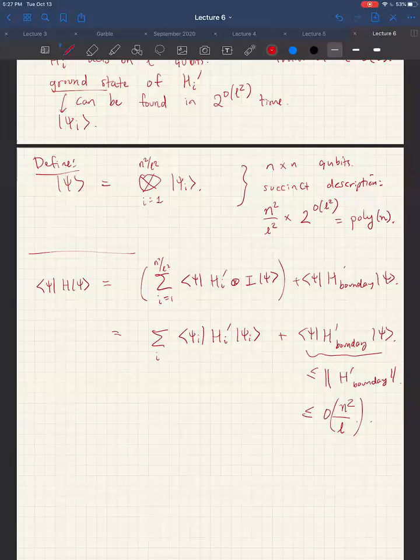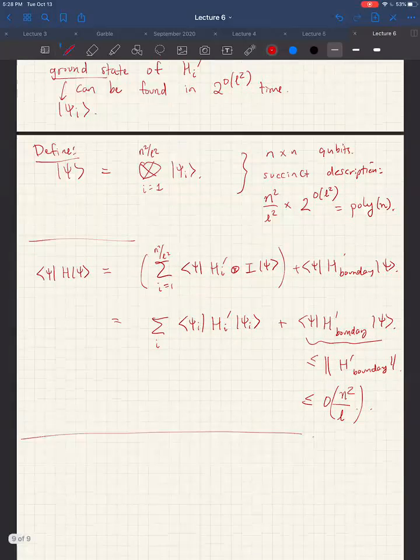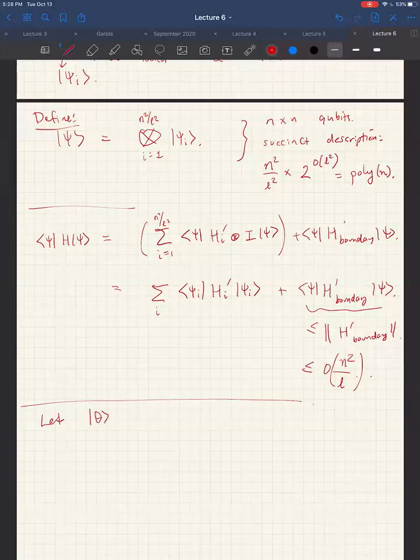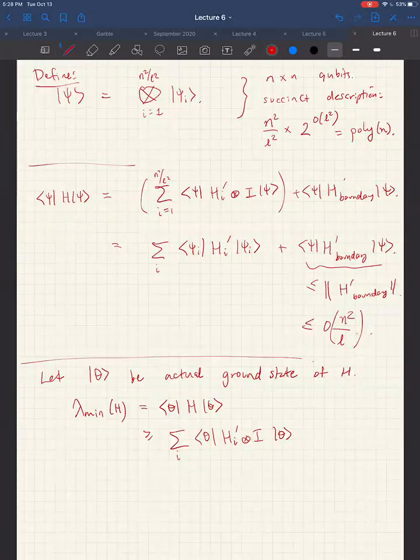Everyone following so far? Now we want to relate this to the minimum eigenvalue of H. So let's do another calculation, and take the actual ground state of H. Let theta be the actual ground state of H. So we know that lambda min of H is the energy of theta, and this is going to be at least, again, we're going to sum over these super terms, theta, H i prime, theta. We can just drop the boundary term because the energy of theta with respect to the boundary terms is always non-negative, so we can ignore it.